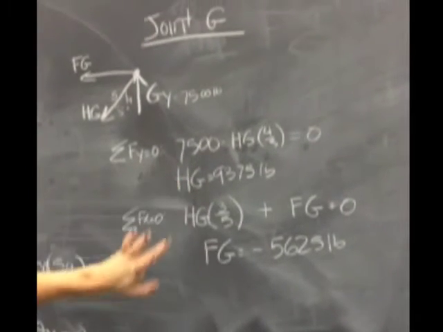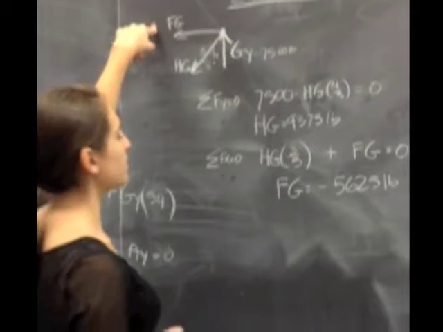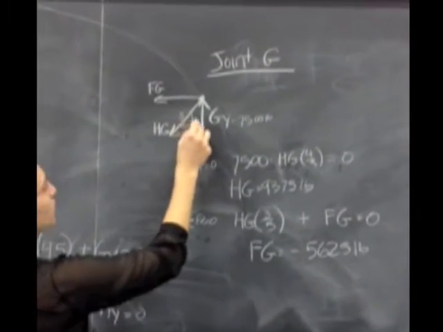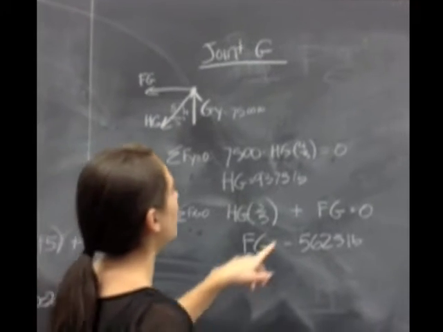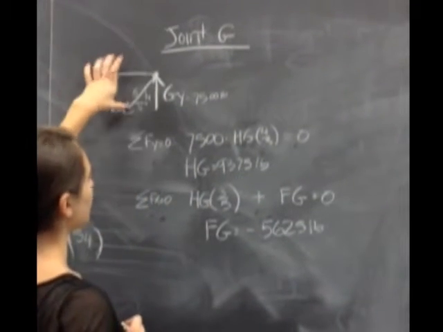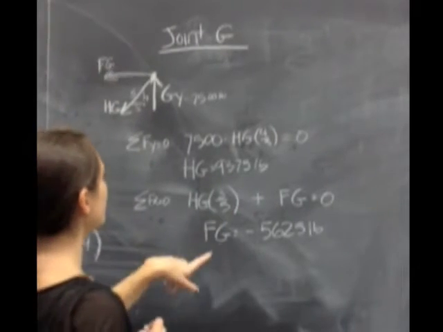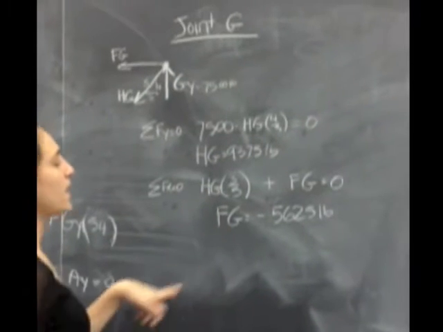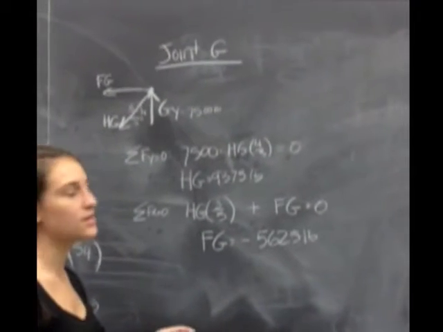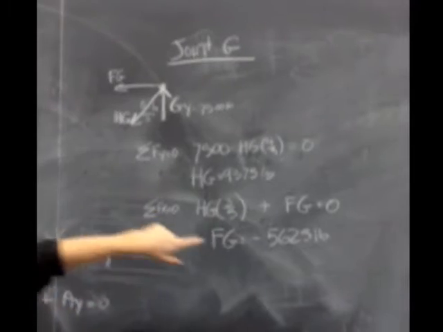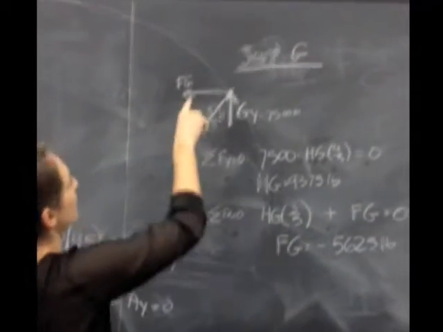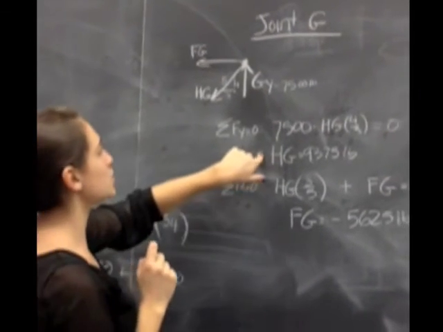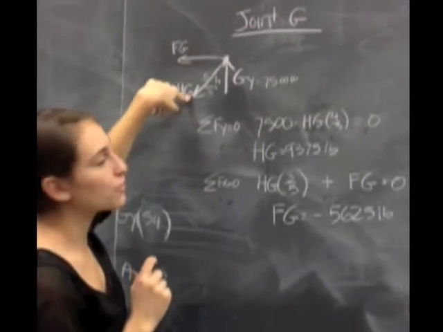You then use that number to do sigma Fx to find FG. So in the x direction, HG times this horizontal 3 over 5, plus the FG, because they're both in the same direction, equals 0. And when you plug in this 9,375 for HG, FG comes out to negative 5,625 pounds, which means it's 5,625 pounds, but actually in that direction, which means it's a compression force, as opposed to this HG, which is pulling down, which is a tension force.